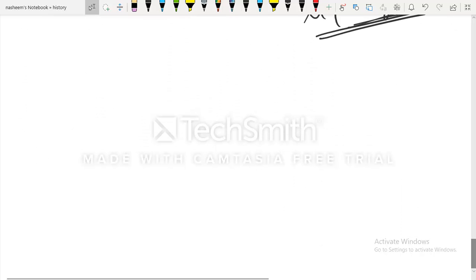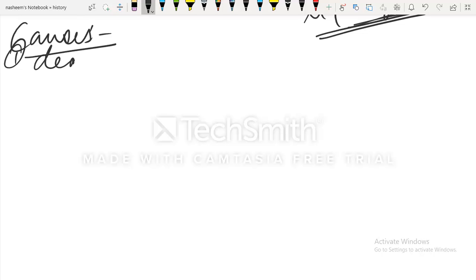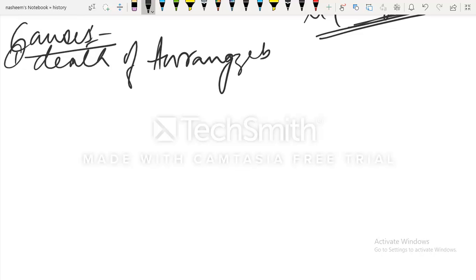Now what is important is the causes. I'm writing very badly. Causes. The first was the death of Aurangzeb. He was a man of immaculate personality, and when such a powerful man dies, the things beneath him start to crumble, and this is what happened to Mughal India.